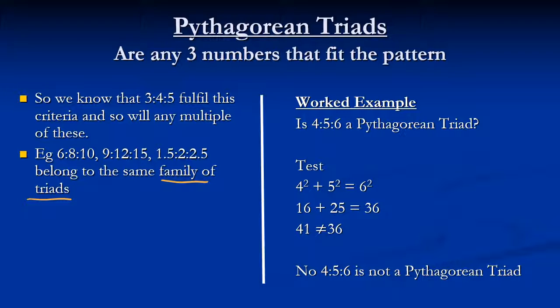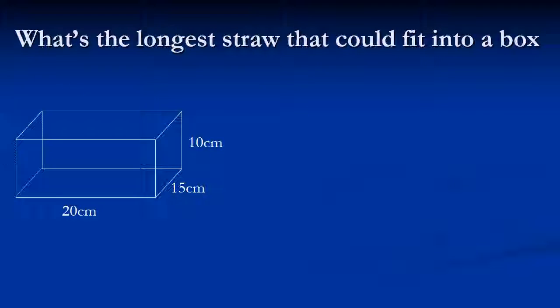So if we look at another example of a triad, is 4, 5, 6 a Pythagorean triad? In this case we haven't drawn the triangle. So 4 squared is 16 plus 5 squared is 25. Does that equal 6 squared, which is 36? No. Well, 16 and 25 is 41, and that's not the same as 36. So that's not a Pythagorean triad.